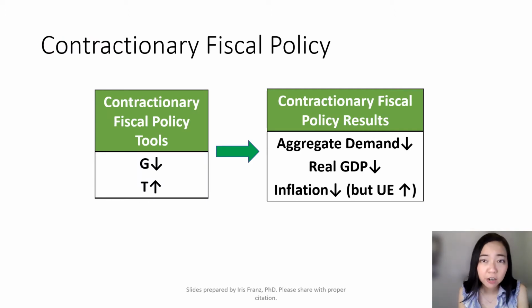Here are the tools we have to carry out a contractionary fiscal policy. We can either lower the government spending or increase the tax. As a result, the aggregate demand curve is going to shift to the left and real GDP is going to drop. As a result, the inflation rate goes down, but the unemployment rate is going to go up.